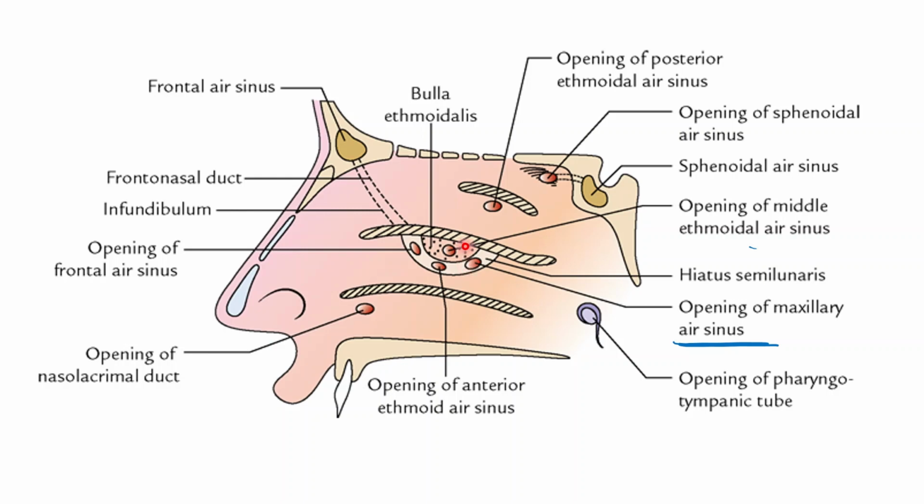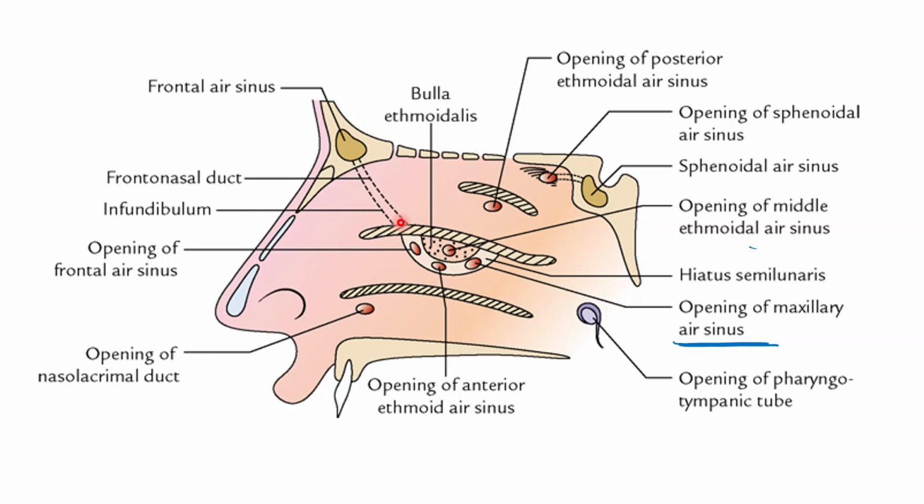The sphenoidal air sinus opens into the sphenoethmoidal recess above the superior concha, and the frontal air sinus opens into the middle meatus through the frontonasal duct and the infundibulum. So this is about the openings of all the paranasal air sinuses. Before winding up with the paranasal air sinuses, we'll have a note about their clinical importance.